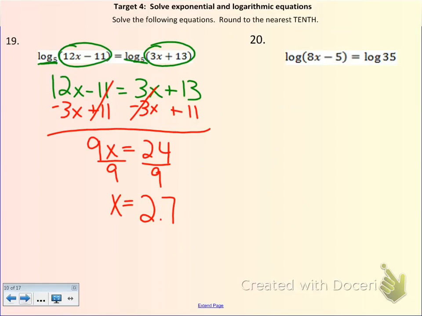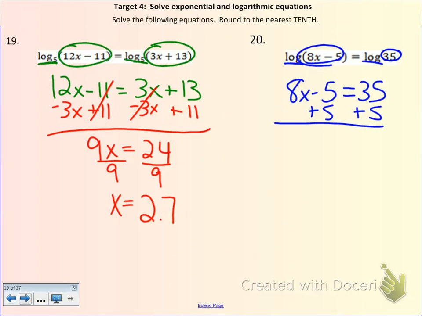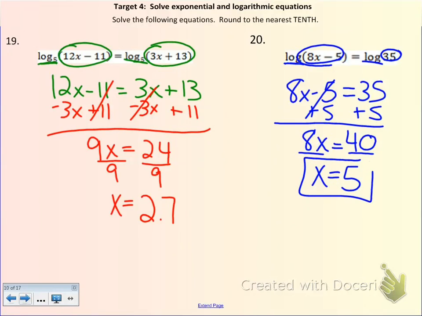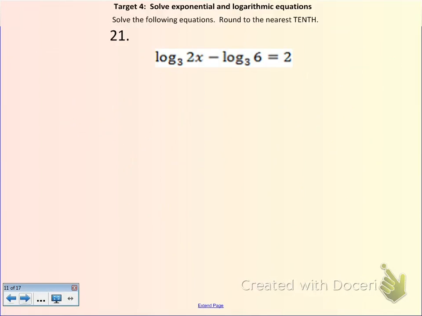Same concept. We have the same log because, again, this is the common log, base 10. So they're the same, so we can set this part of them equal to one another. So we have 8x minus 5 equals 35, and solve that equation. We're going to add 5 to both sides. 8x equals 40. Divide both sides by 8, and x equals 5. Another couple problems completed.